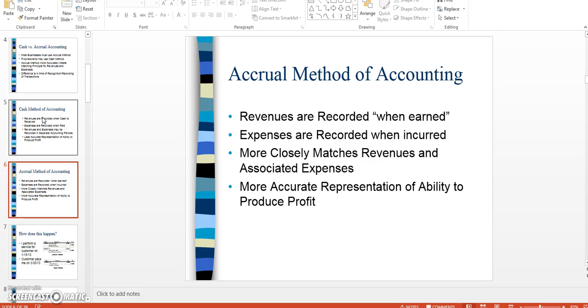So the accrual method of accounting is going to accommodate the recognition of revenues when they're earned, the recognition of expenses when they're actually incurred, regardless of whether or not cash changes hands at that point.